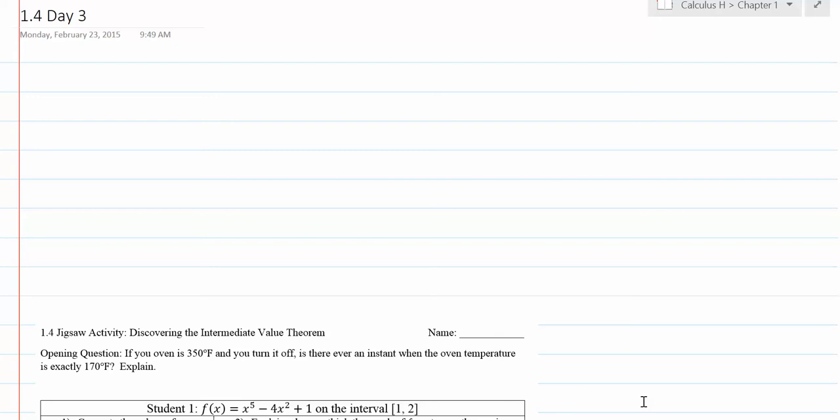All right, so this is finishing up section 1.4. We're going to talk about continuity of some special functions and also look at the intermediate value theorem. So let's first look at continuity of a piecewise function, continuing on from the previous information.